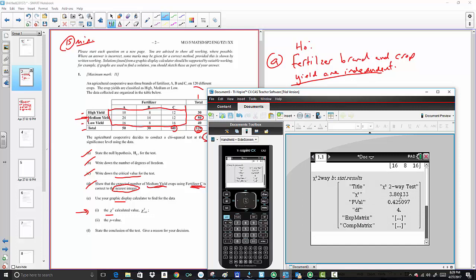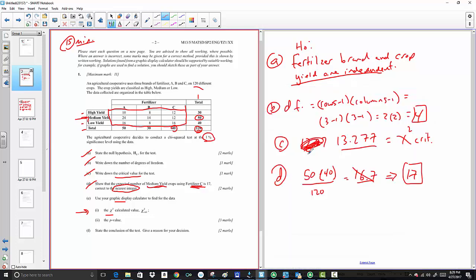So here's the chi-square value that they're asking for, which is 3.86. So we'll go ahead and look at that. So we'll say the chi-square value for E.